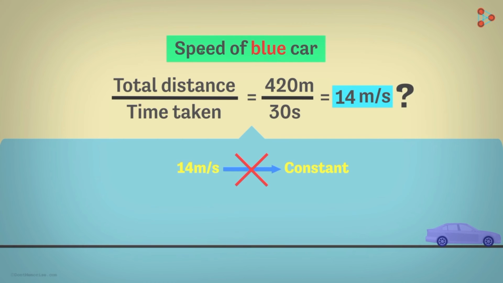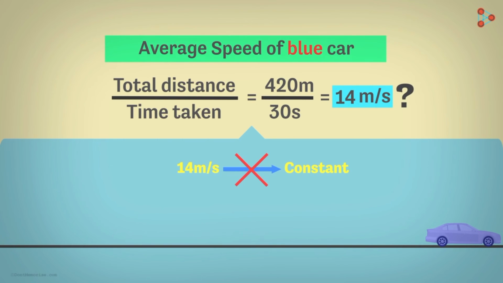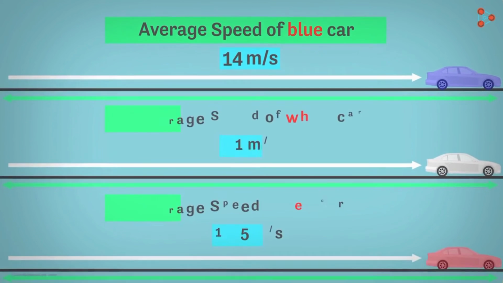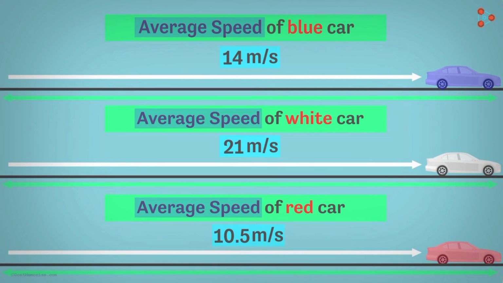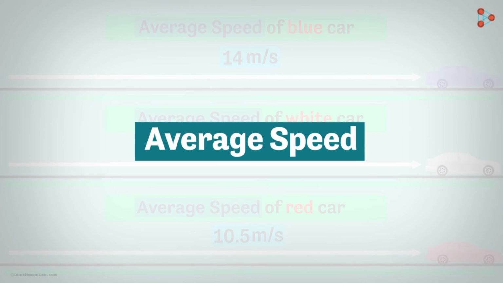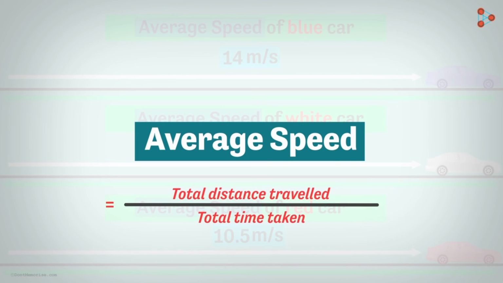So what is the speed then? The speed we calculated is the average speed. In fact, for all the three examples, we calculated the average speed. How do we define it? Average speed is defined as the total distance traveled by an object divided by the total time taken.